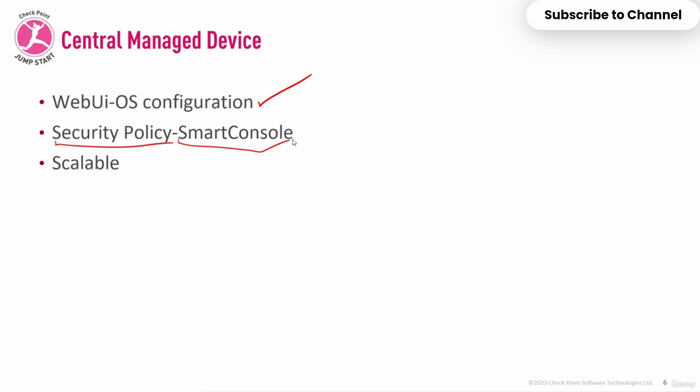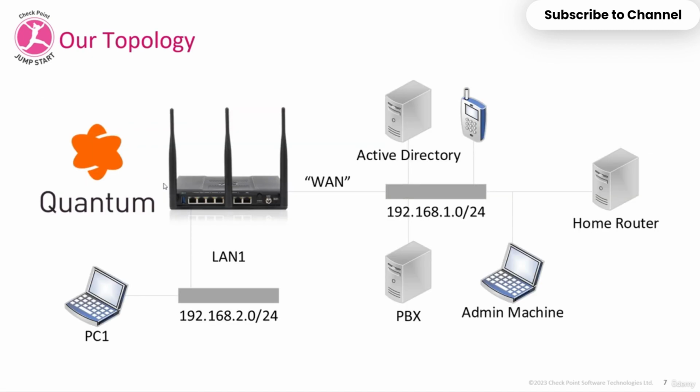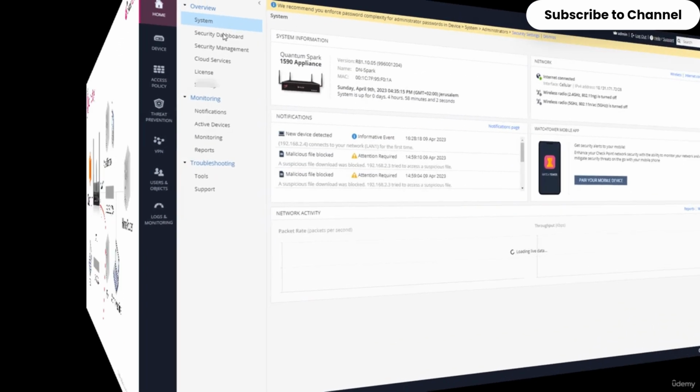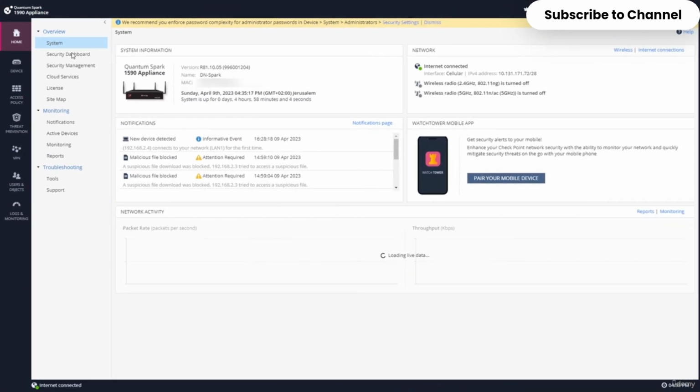Why would you use this? Because it's scalable. You have multiple gateways, multiple locations, you want to manage it from a single place. That's why you'll use a centrally managed device. So what I'm going to do right now is set up a management server which will manage this box right here. Since my device is after First Time Wizard and I don't want to reset it, I'll need to adjust it from the web UI.